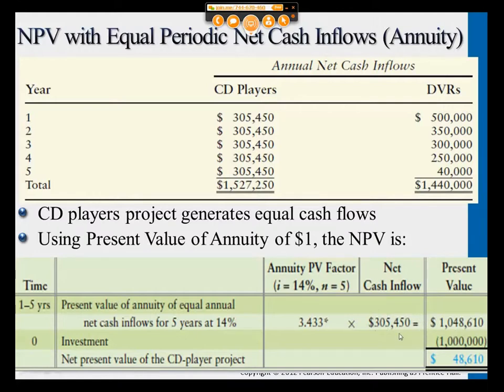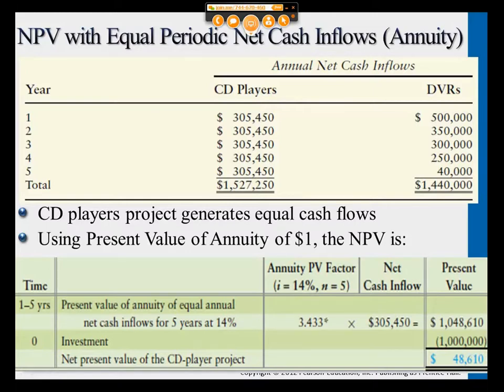So I'll take that cash inflow of $305,450, and I'll multiply it by this factor that I got out of the table. So what is it going to give me? It's going to give me this present value. So I know that my initial investment is $1 million.